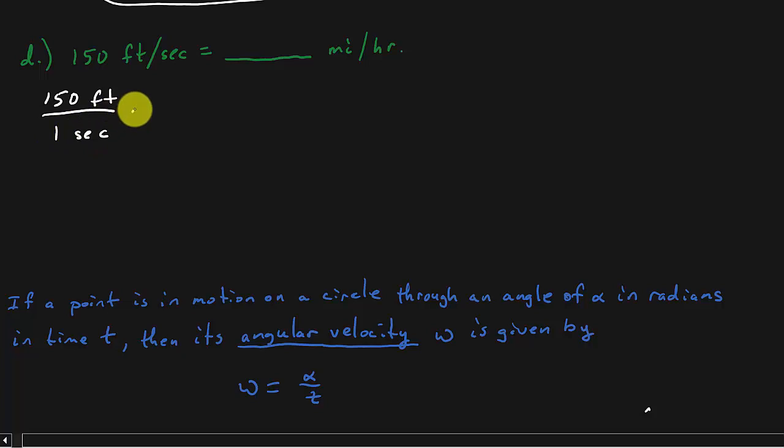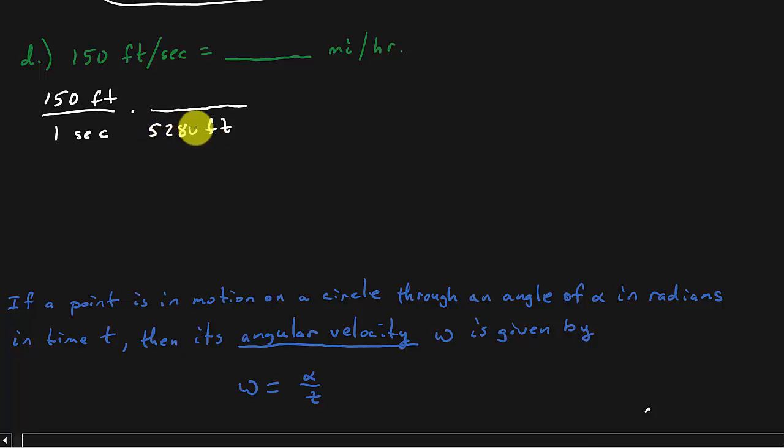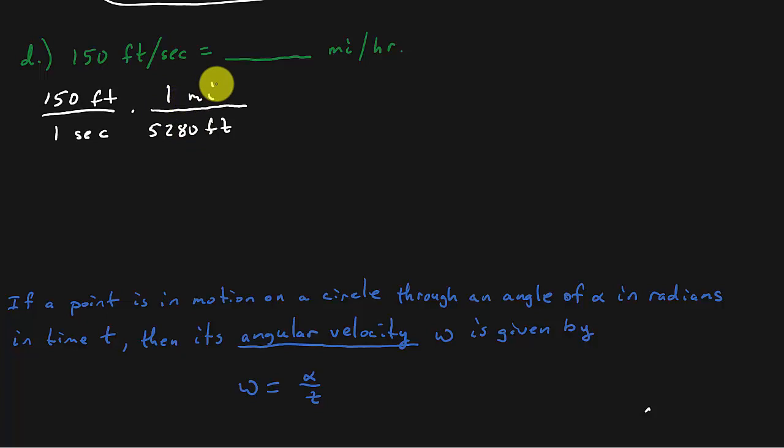Now, I've got to get rid of feet, and I've got to get rid of seconds. So let's work on the feet first. I'm going to have feet in the denominator. So what do I know? Do I know anything that relates feet and miles? Well, we know there's 5,280 feet in 1 mile. Okay, so, you might be thinking, well, I didn't know that. Okay, well, now you do. That's a common conversion there, feet to miles. Okay, 5,280 feet in 1 mile.